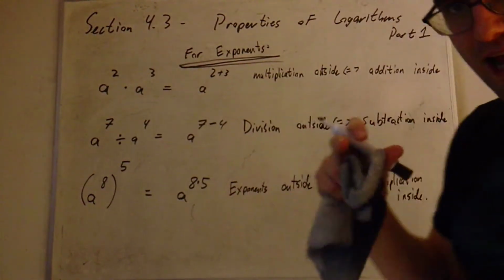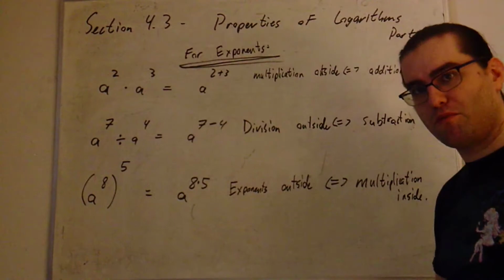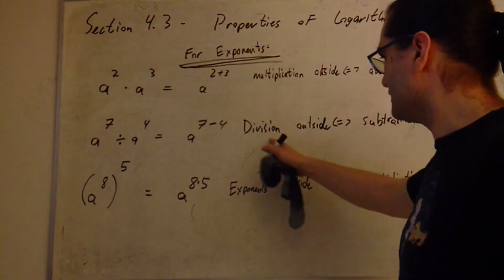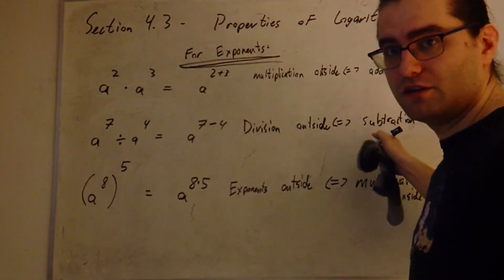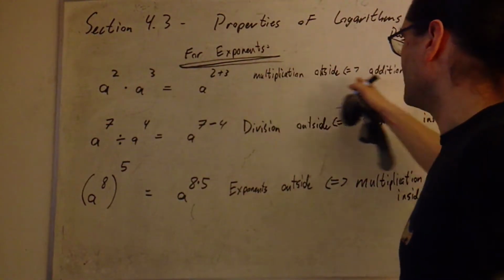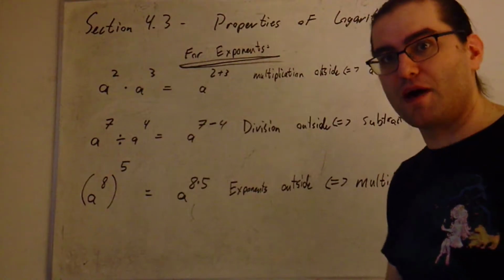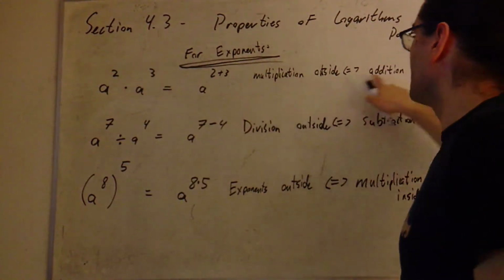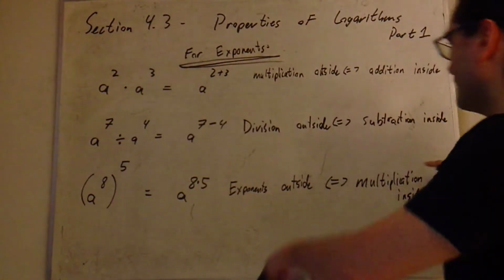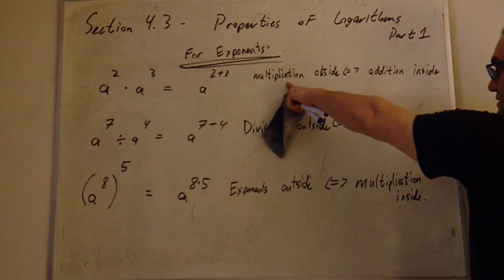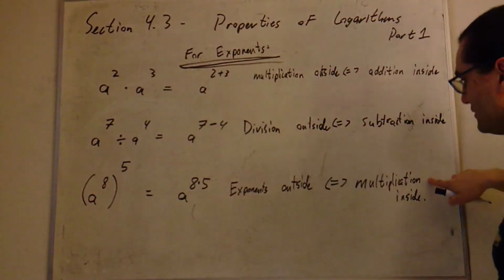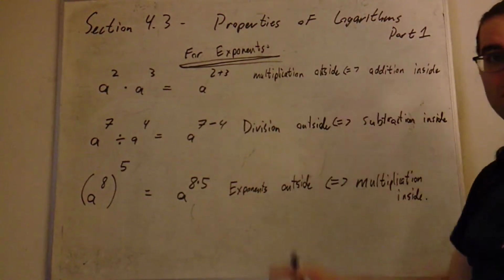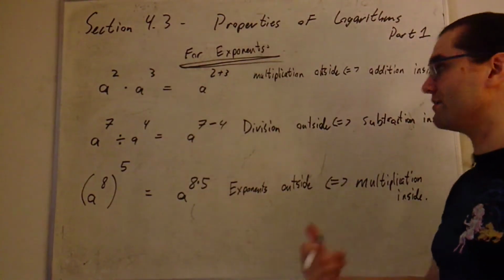This inside-outside distinction is very important. It's not enough to just sort of associate division with subtraction or multiplication with addition, because the position of these things matters a lot. If you just associate multiplication with addition, then you're going to get these two things mixed up a lot, because this is multiplication and this is multiplication, and one of them turns into exponents and the other one turns into addition. So you have to be very careful about where these things are.